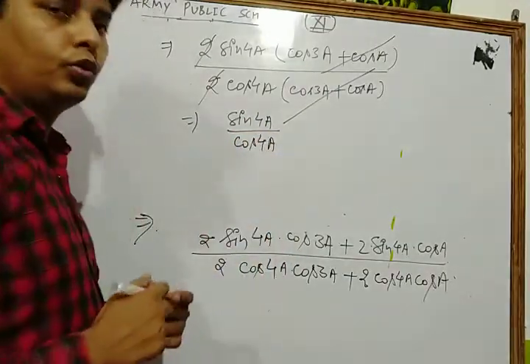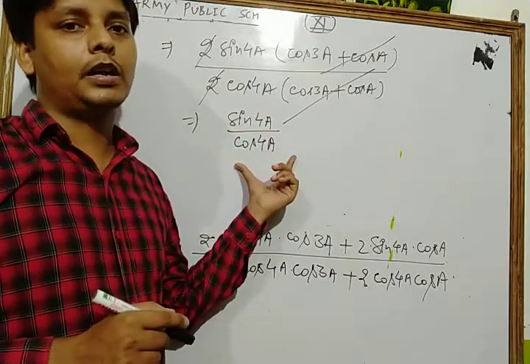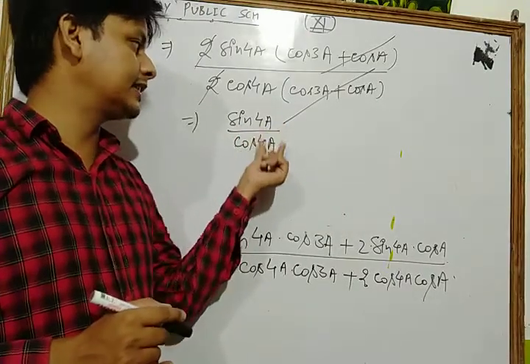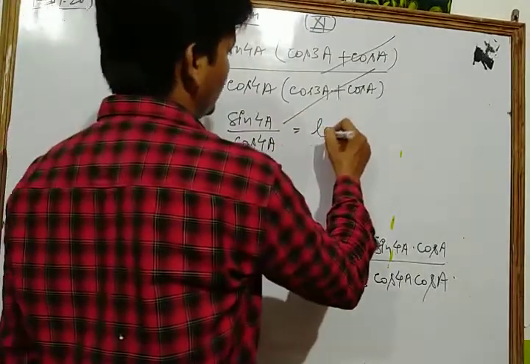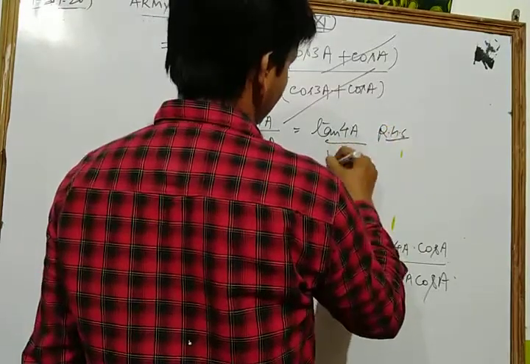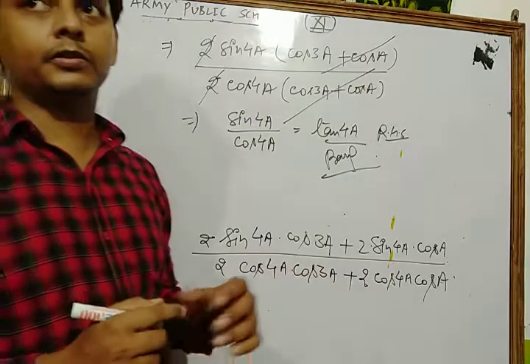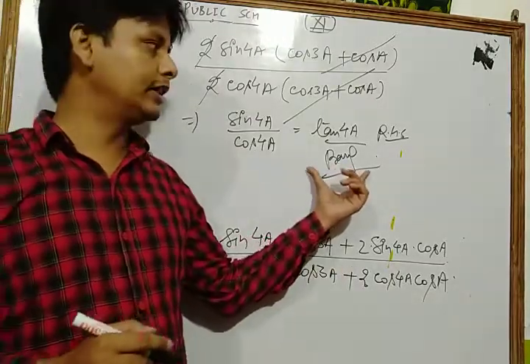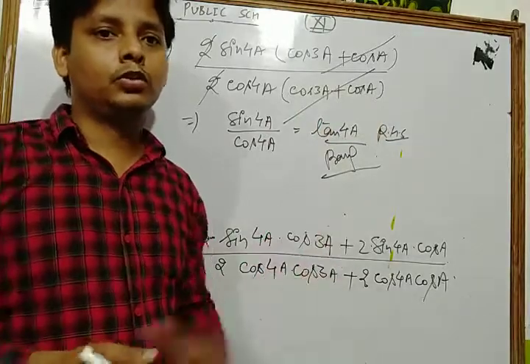cos 4A. Now we know that sin theta upon cos theta is tan theta, and here theta is the same, 4A, so we get tan 4A. This is our RHS, hence the result is proved. So dear students, in this way we can solve all such types of questions.